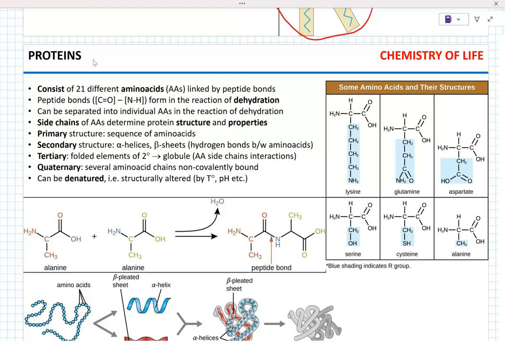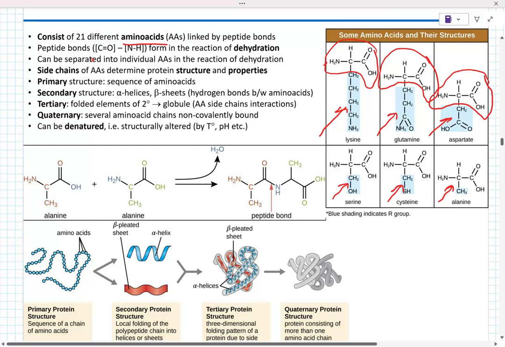So the basic building block for proteins is an amino acid. If you look at amino acids on the right-hand side, you will see that they all have the same skeleton, the same part, and then they differ by their side chains, highlighted here in blue. This difference in side chains has a very important consequence from the functional standpoint.